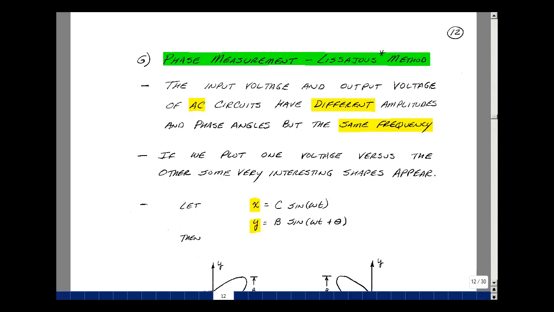Next, I'd like to show you a technique for measuring phase using what's called a Lissajous pattern method. Now in our circuit we have input and output voltages that have different amplitudes and different phase angles, but one thing they have in common is the same frequency. If that's the case, it's possible to actually measure phase relationships and actually frequencies by plotting one voltage versus another.